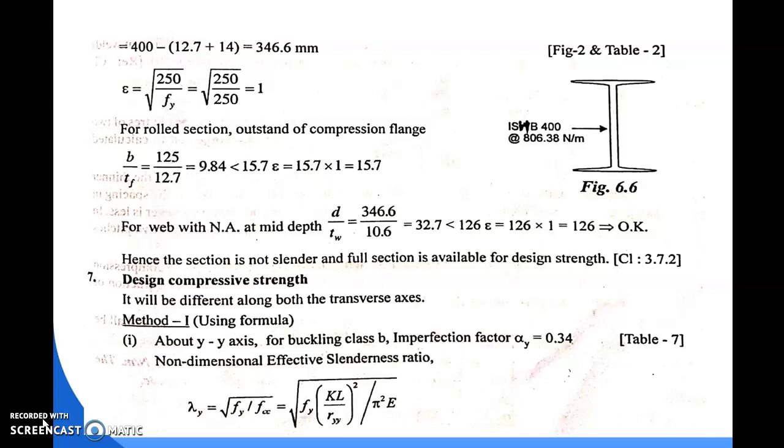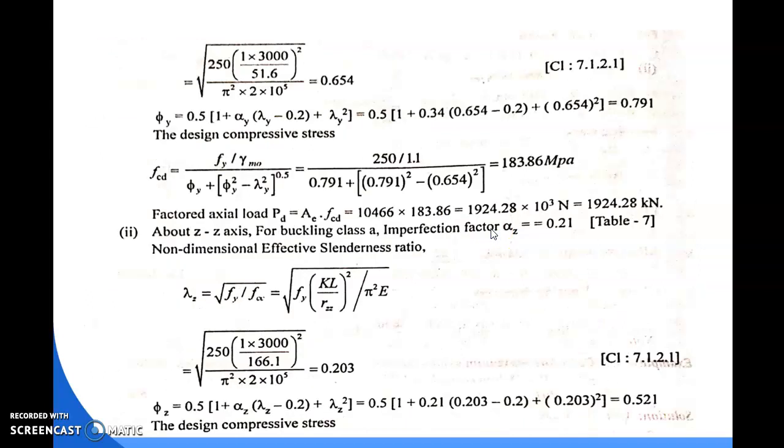So in the last class, we discussed the numerical based on compressive member. So today, we will start the calculation of compressive strength of the compression member. For that, we need to calculate the FCD, which is the compressive stress value.